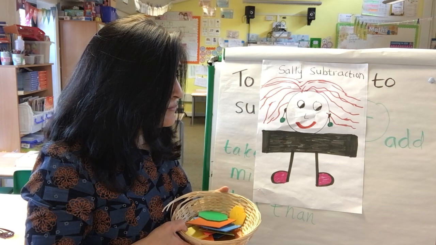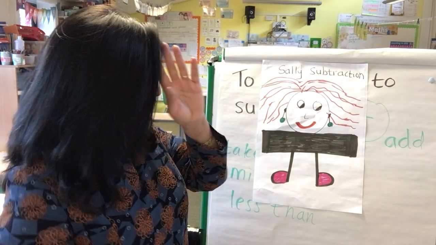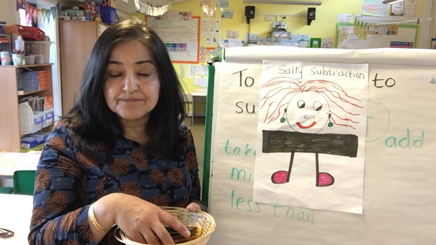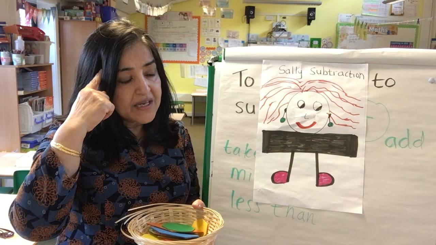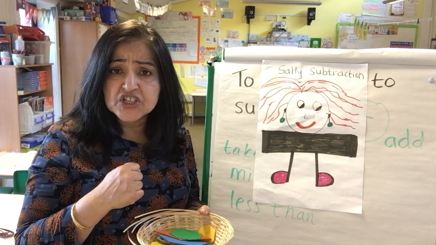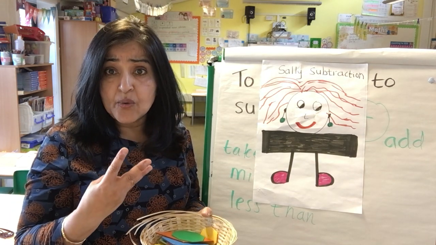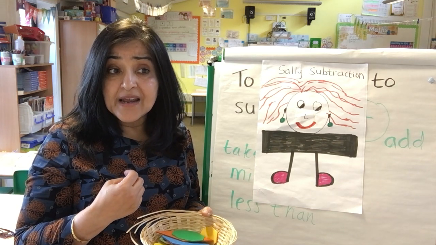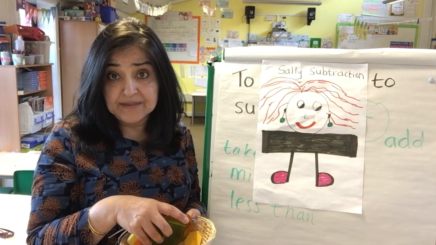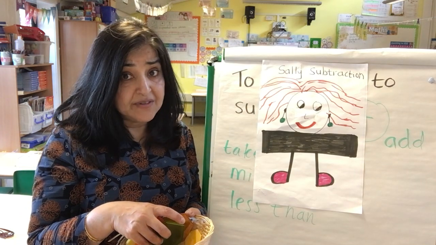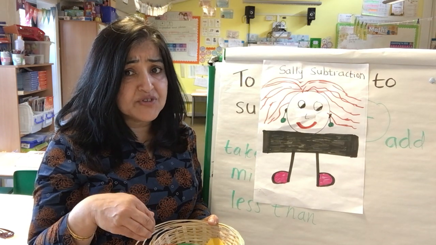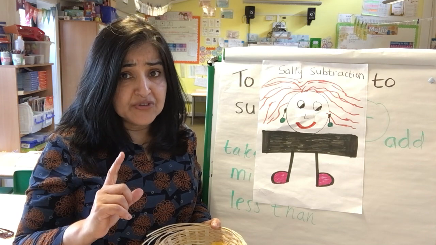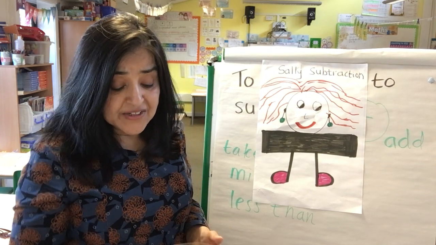I hope you do. So let's have a little think about that then. So first I had 18. Sally Subtraction came and she took 3 shapes away. She took 3 shapes away. And now I've only got 15. Does my amount, what I'm left with, get bigger or does it get smaller? Turn to your grown-up. It certainly does.